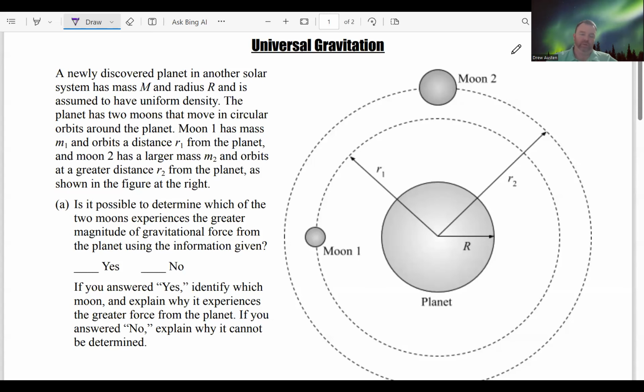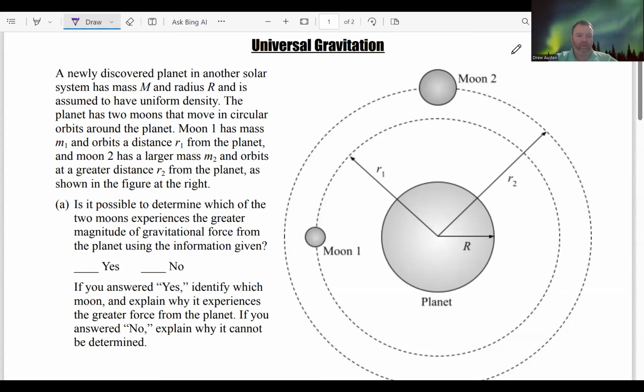Okay, this is an original question on universal gravitation in which a newly discovered planet in another solar system has a mass big M and radius big R and is assumed to have uniform density. It's got two moons that move in circular orbits. Moon 1 has mass M1 and orbits at a distance R1. Moon 2 has a larger mass M2 and orbits at a greater distance R2 from the planet.